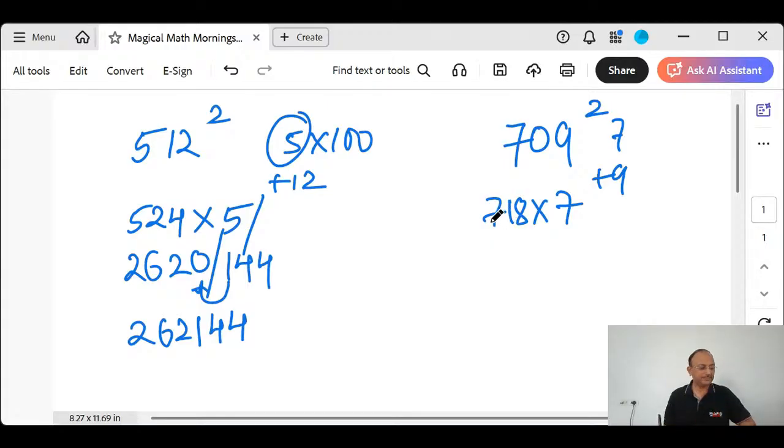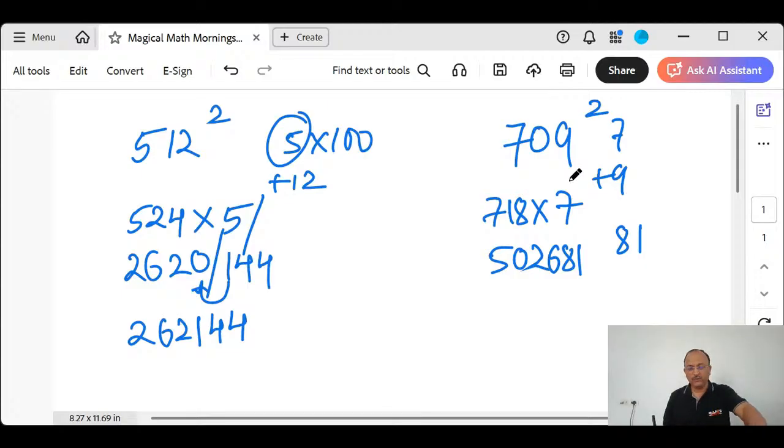And then we got 9 square is 81. So we got 718 into 7 is 5026. 81 is the answer. 5026 81 it is. Correct? No? Yeah. It requires a little bit of practice. Only when there is a multiplication of 7, 3 and 6 you will take some time. All others it will be very easy to multiply.